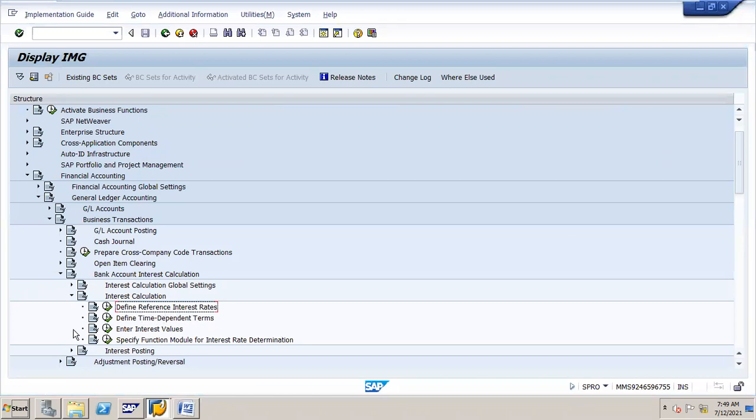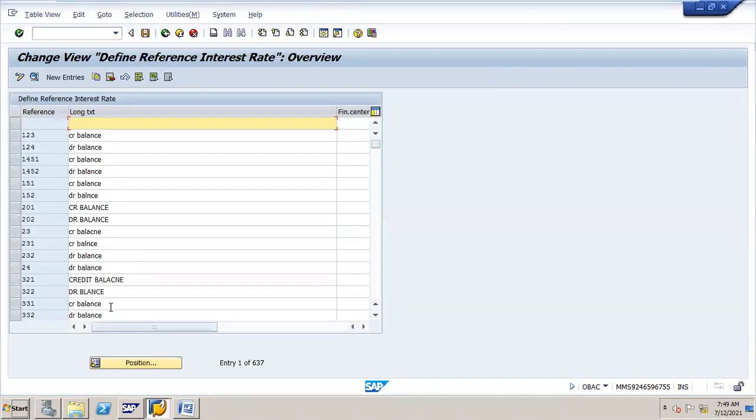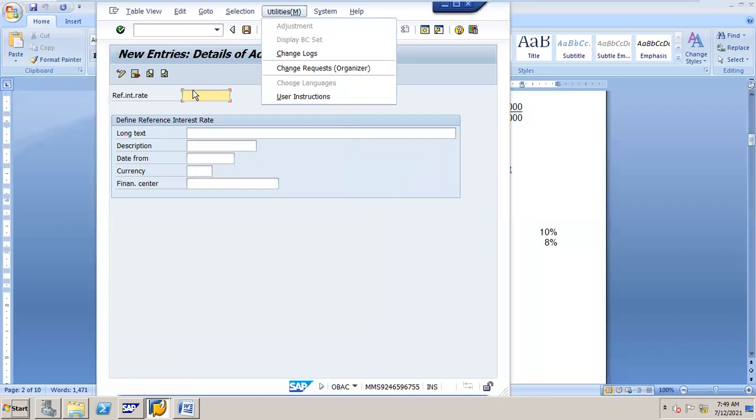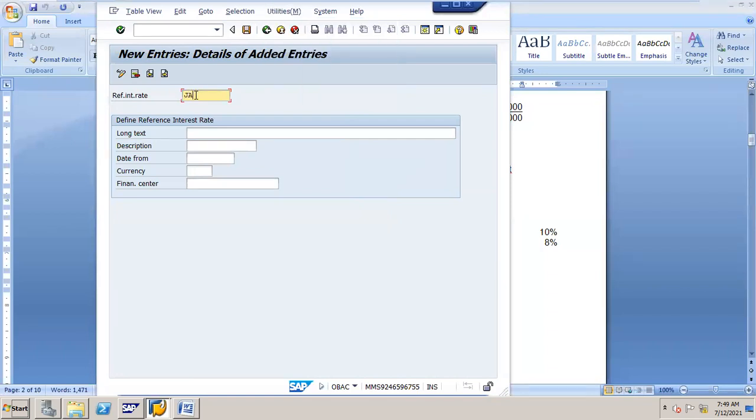Define reference interest indicators means these are the indicators I am going to create. Directly I can't enter the rates in the system. This is for 8%, 18. There is some procedure. Okay. New entries. So now I am creating one interest indicator, JA1. What is the first interest indicator I created? JA, right? This is interest indicator JA1.